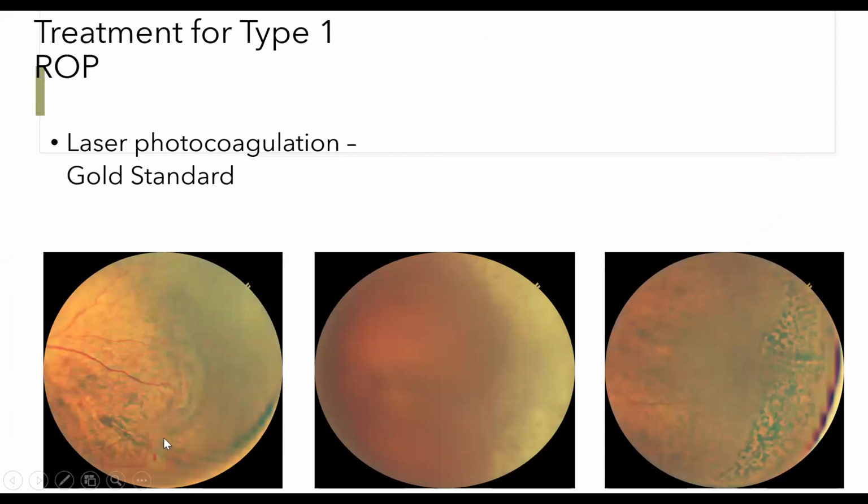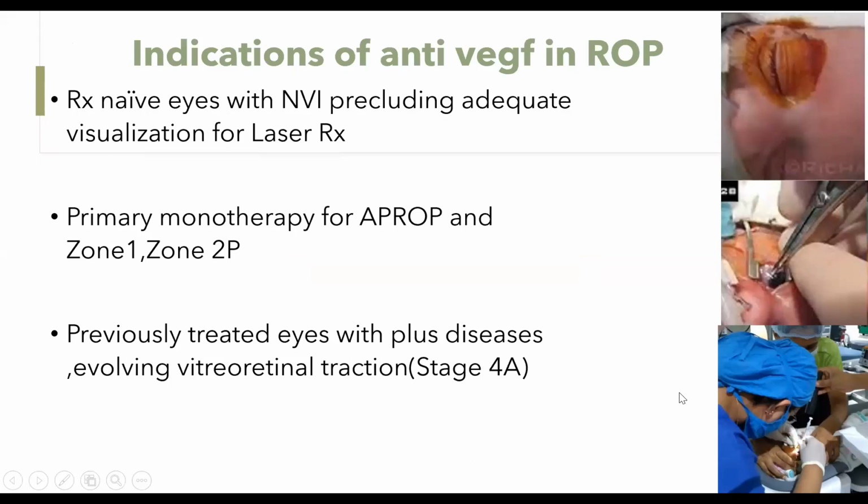So this is a case of stage 3, zone 2, and we did a laser, which is the gold standard therapy. These are the photographs post laser, once the disease has regressed. You can see beautifully this all has gone off from here. The second treatment modality is the anti-VEGF injection.